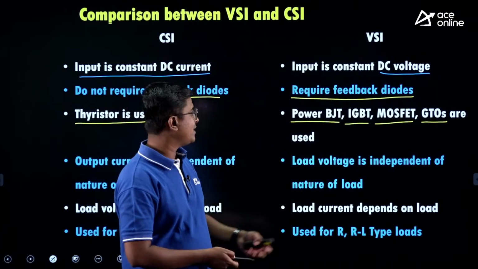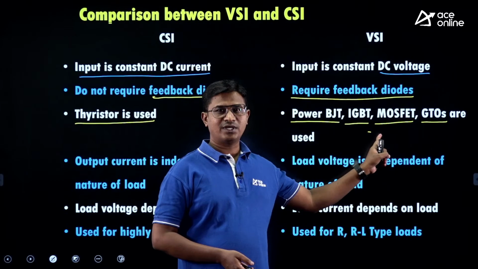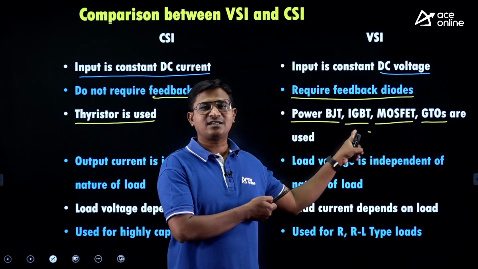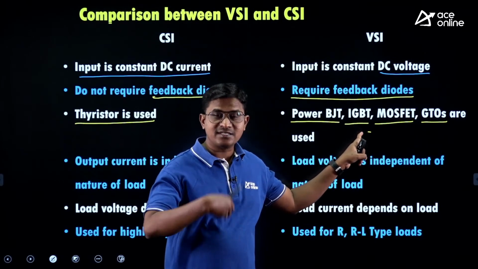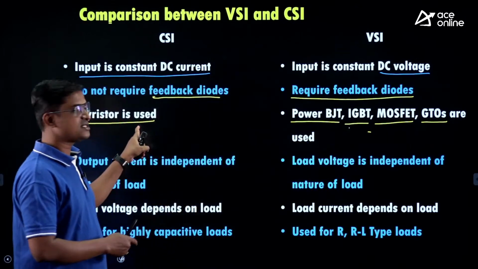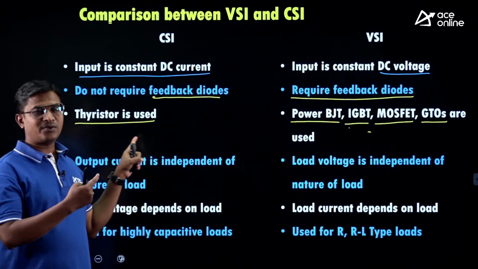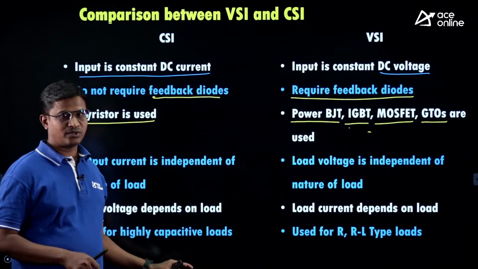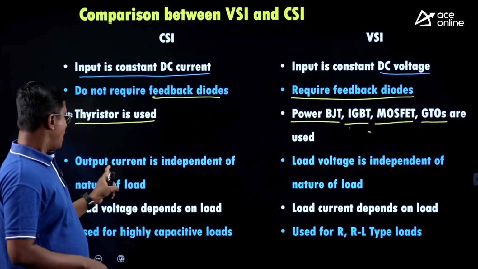So fully controlled devices are used in a voltage source inverter. If I use a thyristor here, in order to turn it off, I need to go for additional circuitry known as commutation circuitry. But in CSI, commutation circuitry is not required. Here your thyristor turns off due to the nature of the load.